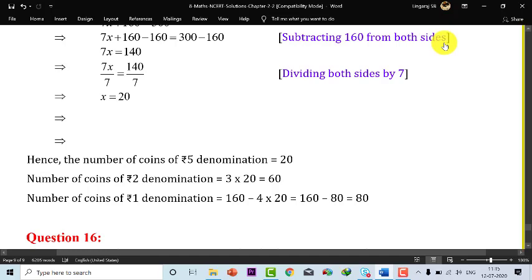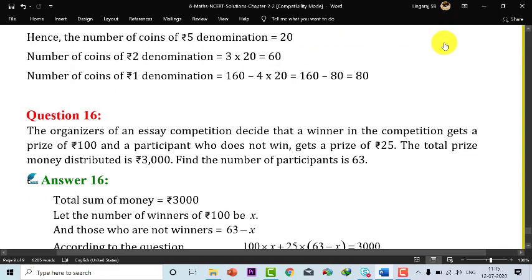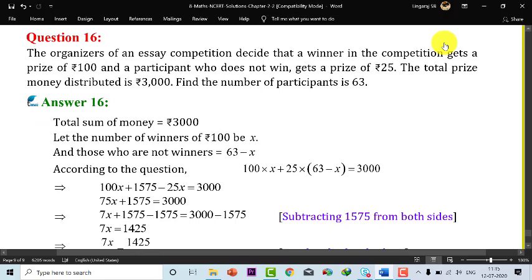Hence the number of coins of 5 rupee denomination is 20, which is the x value we got, the number of 2 rupee coins is 3 into 20, which is 60, and the number of 1 rupee coins is 160 minus 4 into 20, so it will be 160 minus 80, which is equal to 80. Next we can move to question number 16.